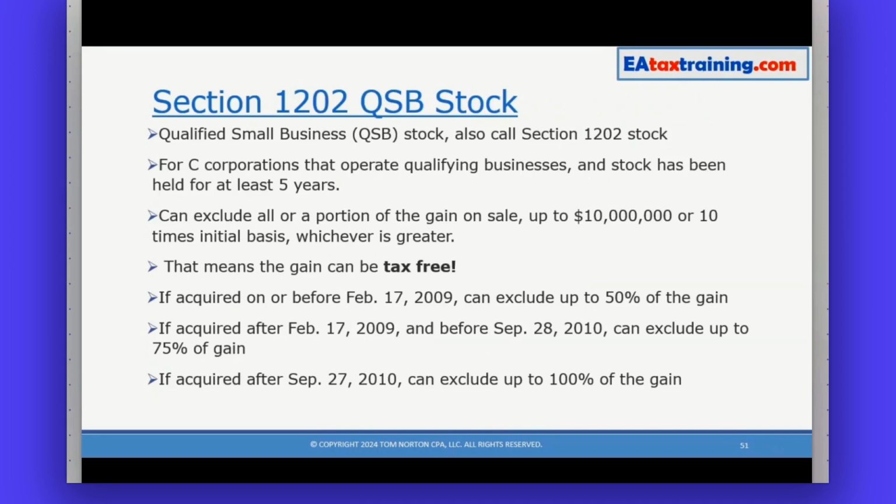Section 1202 stock. This is qualified small business, or QSB stock, also called Section 1202 stock. This is what you'll usually hear it referred to as: Section 1202 stock. This is for a C corporation operating a qualifying business, and the stock has been held for at least 5 years. You can exclude all or a portion of the gain on sale of Section 1202 stock up to $10 million. That is not a typo. Up to $10 million, or 10 times your initial basis, whichever is greater.